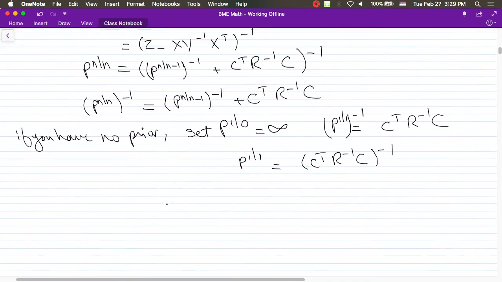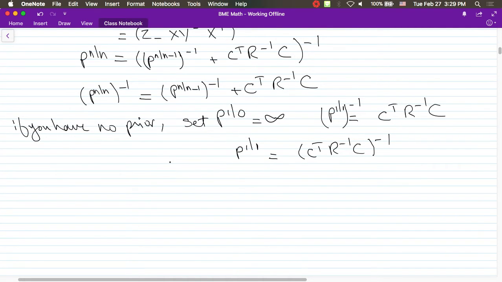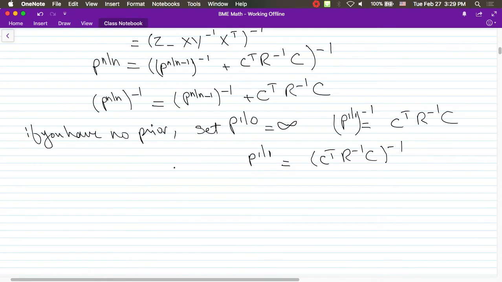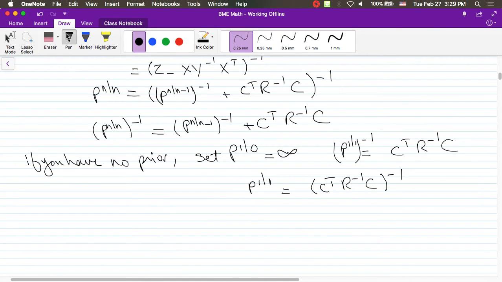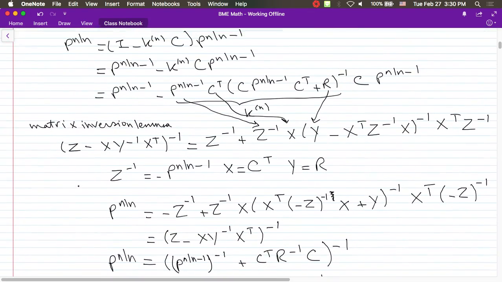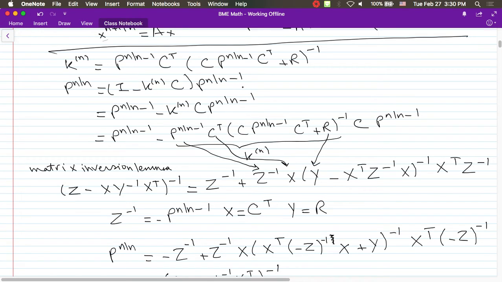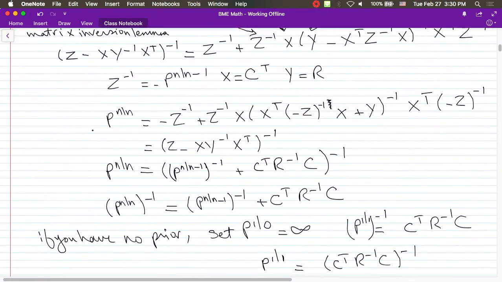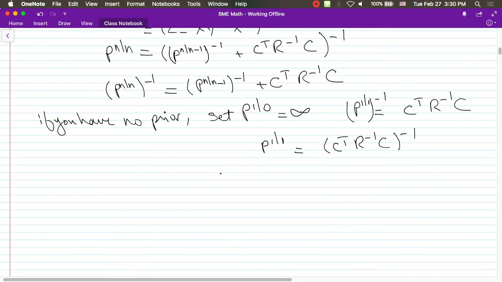Let me show you that this is indeed the case. If this is the posterior uncertainty, then up here I had this equation. I want to write for you the Kalman gain from this equation. So we can compute the Kalman gain after our first data point. What is our Kalman gain after the first data point? That's equal to C transpose R minus 1 C inverse C transpose R minus 1.